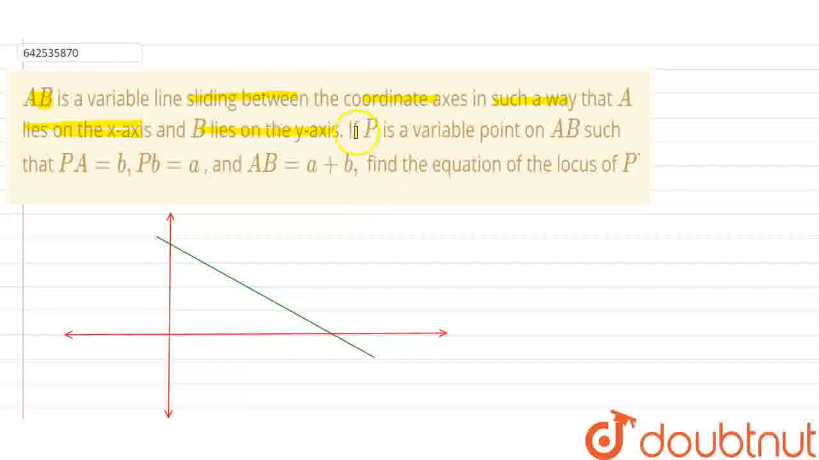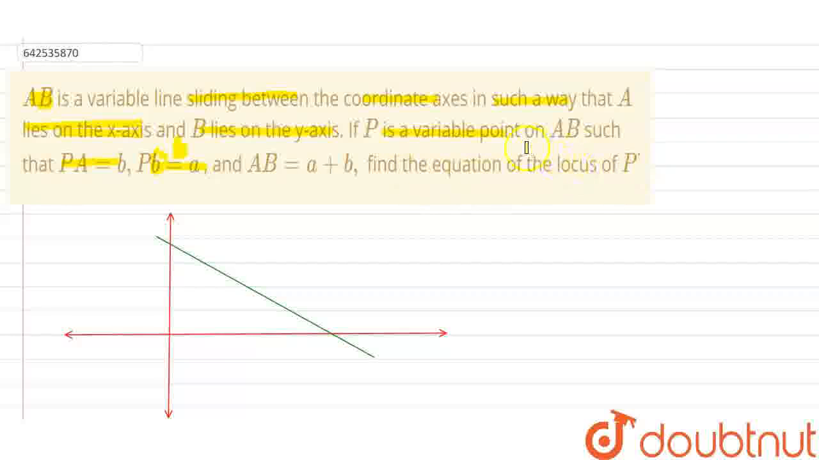So next it says, if P is a variable point on AB, so we'll be taking a point P on this variable line such that PA is equal to b and PB is equal to a. This b will be small b, right? And AB is equal to a plus b. So let us find out the equation of the locus of P.